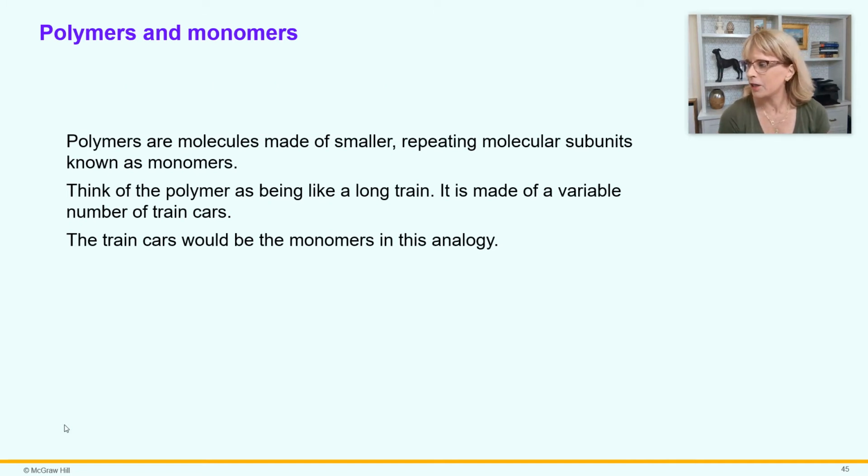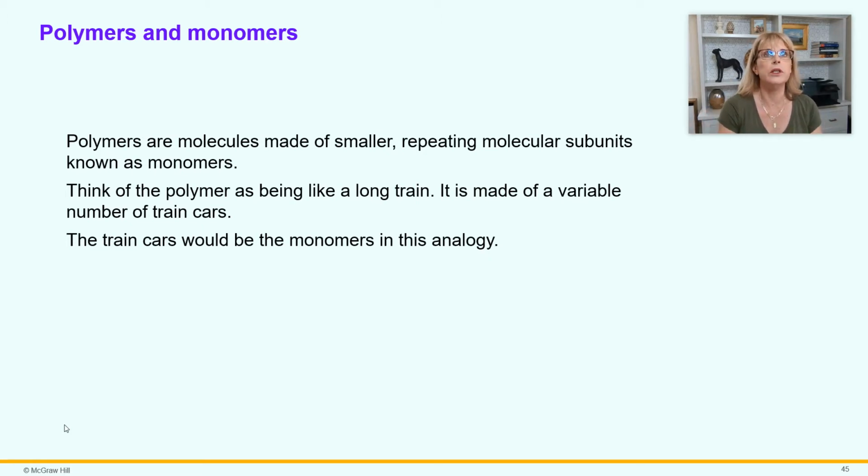So before we get going any further, I want you to know the difference between polymers and monomers. Polymers are large molecules, often enormous molecules, that are made out of smaller repeating molecular subunits. And those smaller repeating molecular subunits are known as monomers. So you can think of a polymer as being like a long train, and it's made out of lots of train cars. Ultimately, there are some carbohydrates like starches that are huge polymers, and the individual train cars, the monomers that make up a starch, are individual sugars like glucose.